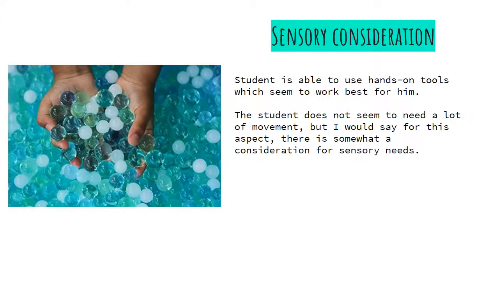The second element is the sensory consideration. Because he's such a hands-on student, we use these tools, and this element is considered. We don't have a lot of movement involved for him because this is only a 20-minute time that we spend with him, so we don't have any type of sensory chair or anything for him. We just use a regular chair. So this is somewhat considered when we talk about the sensory aspect, but for him to be able to use his hands and the manipulatives, we do have consideration for the sensory aspect.